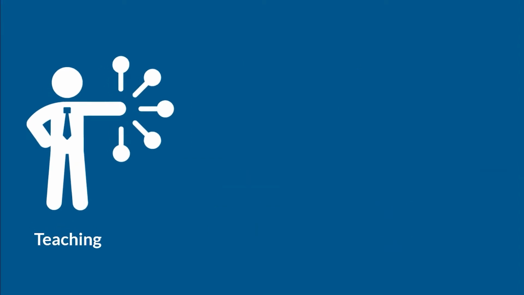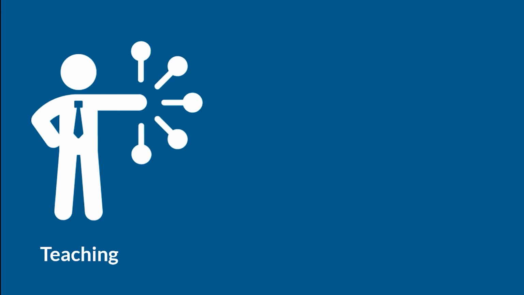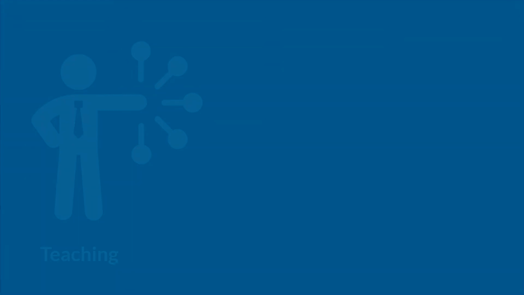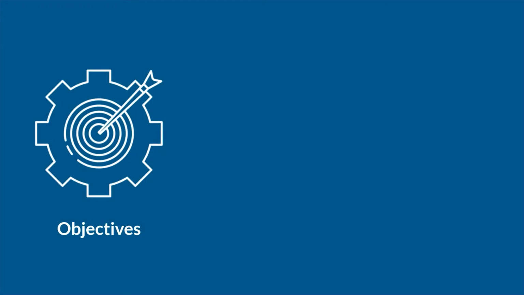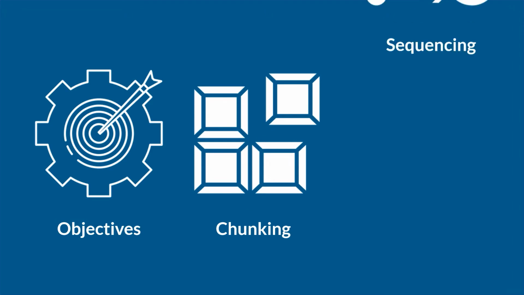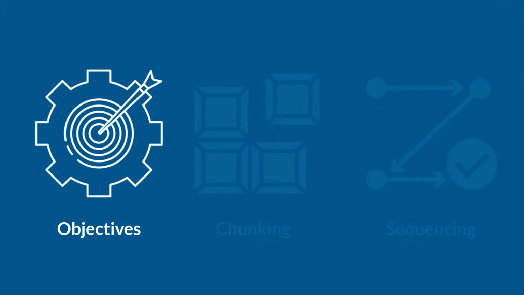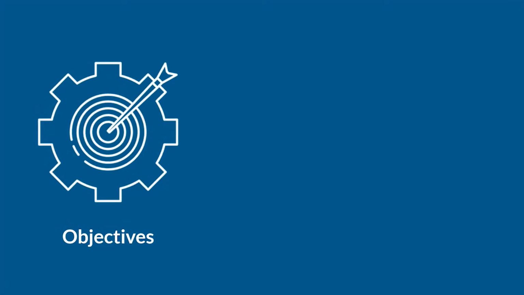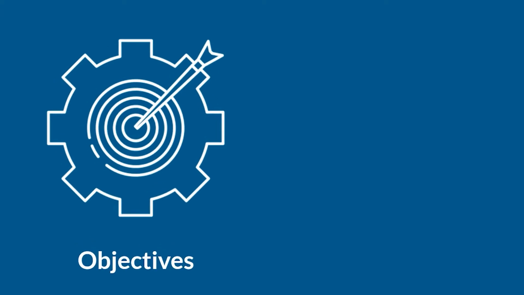The first consideration for creating effective instructional videos is adhering to principles of instruction. While there are many important principles of instruction, we'll focus here on the roles of objectives, chunking information, and sequencing content. Because instructional videos are tied to outcomes, they also have a specific purpose that they are intended to address.